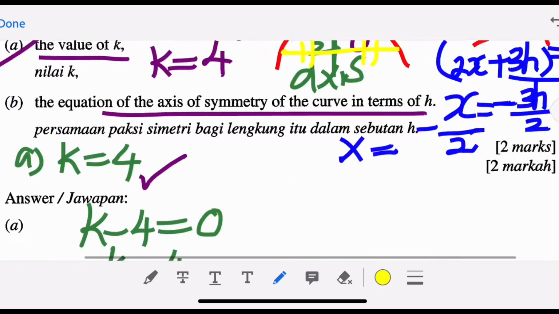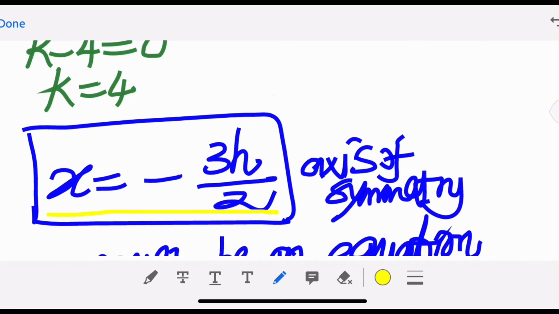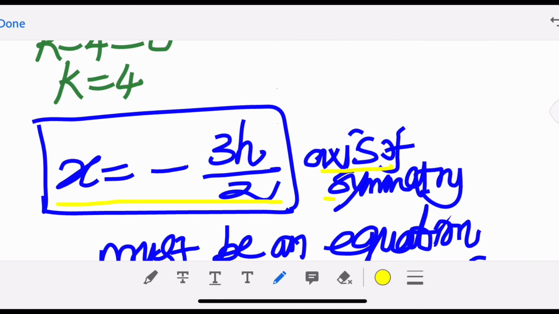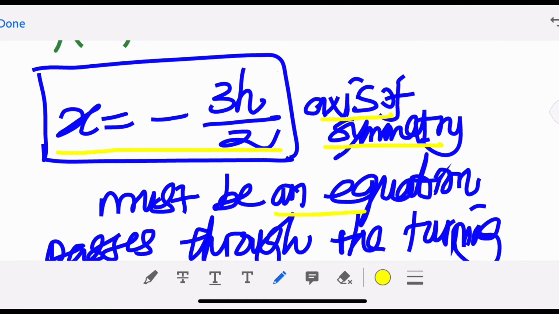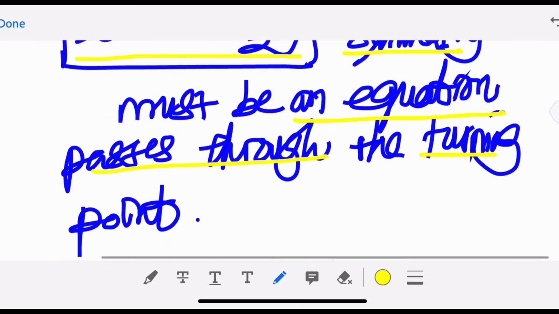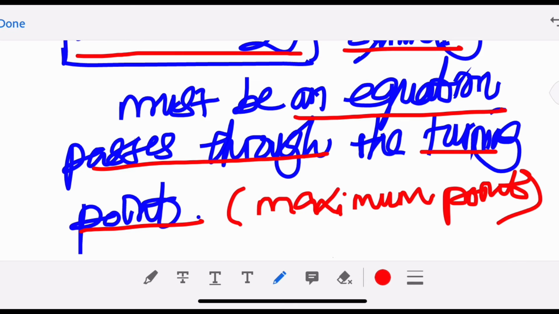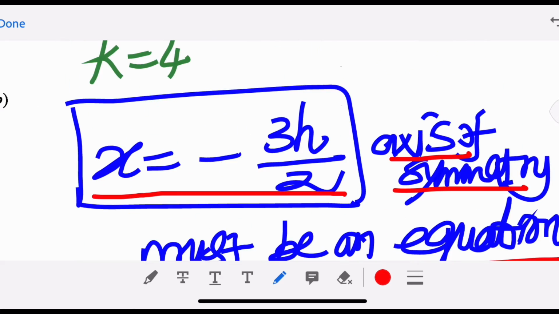So our answer is x = -3h/2 for the axis of symmetry, and it must be an equation, alright? And it must pass through the turning point. If it is the N shape, it will pass through the maximum point. If it is the U shape, it will pass through the minimum point. So it depends on the point. So here we are, this is the axis of symmetry.